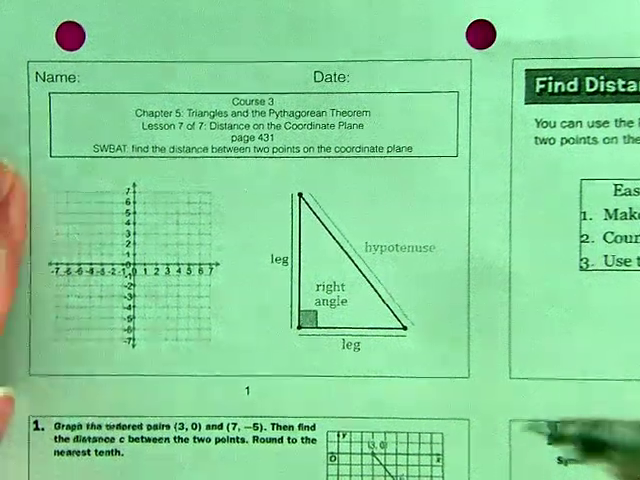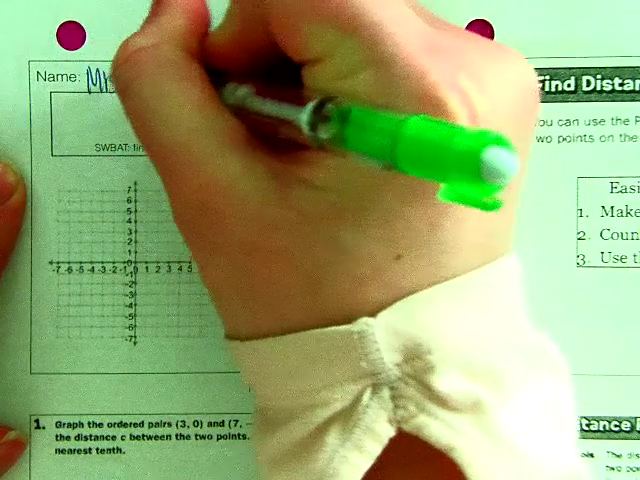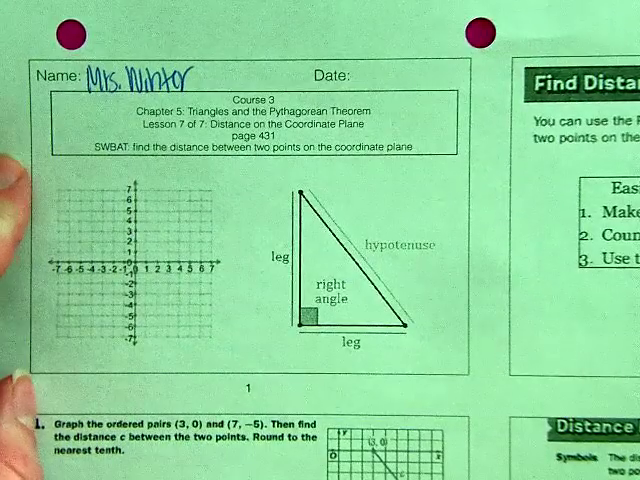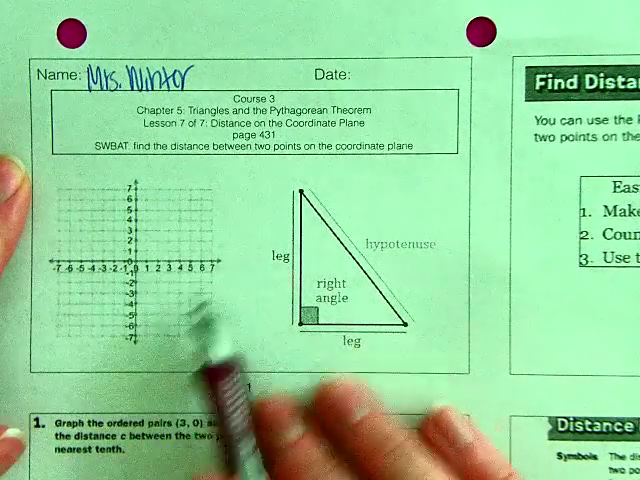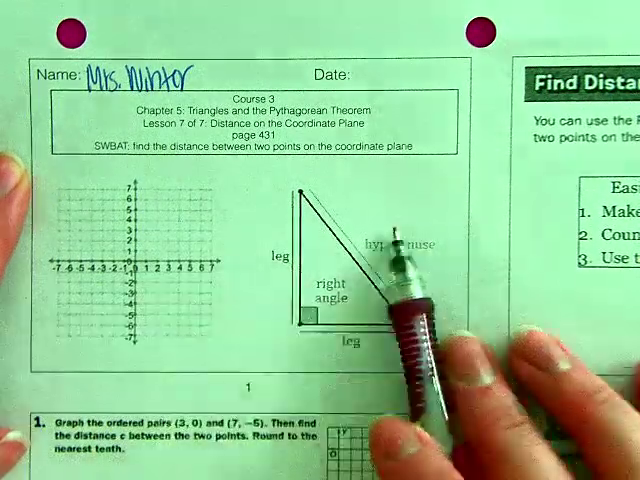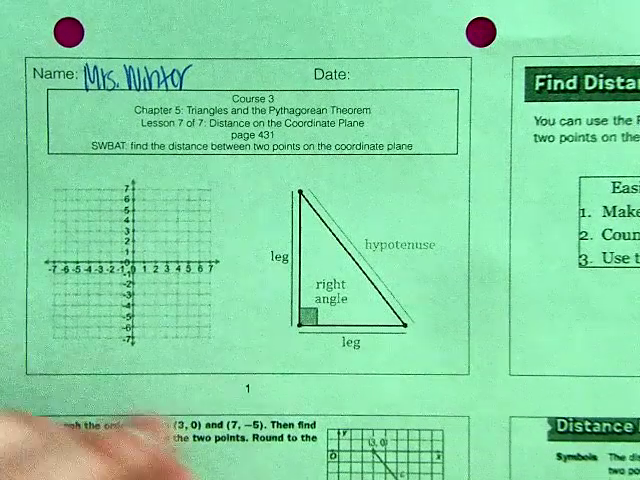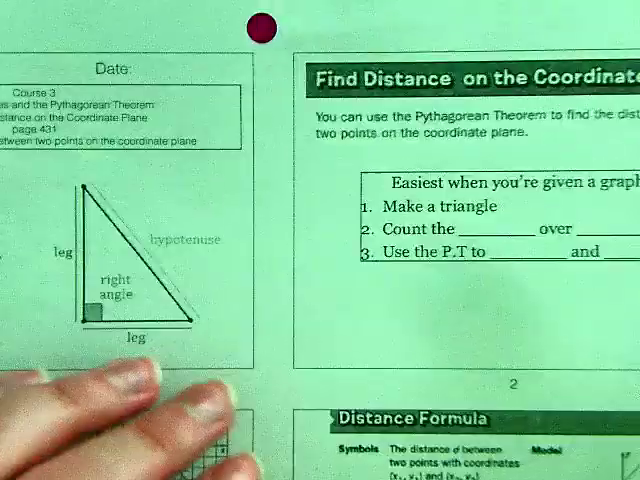All right, so we're going to wrap up Chapter 5 with what's called the distance formula. Similar to what we've been doing, working with squares and square roots and right triangles. So we're given a picture of a graph, and then we've got a right triangle here with some reminders about the right triangle properties. Basically, we're going to end up seeing some right triangles on some graphs today.